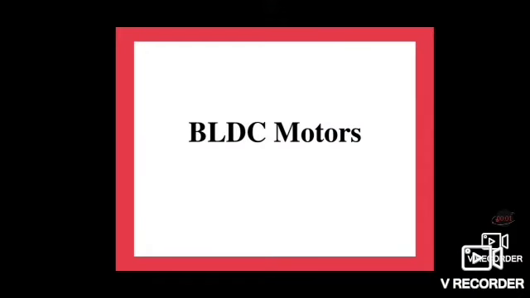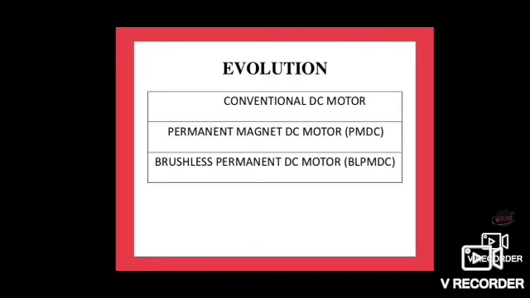Dear students, in this class we are going to discuss about BLDC motor, that is brushless direct current motors. First we will see the evolution of the motor. The first form is the conventional DC motor, and the second form is the permanent magnet DC motor, that is PMDC motor. Next it is converted into the brushless permanent magnet DC motor, that is BLPMDC motor. It is simply called BLDC motor, that is brushless DC motor.